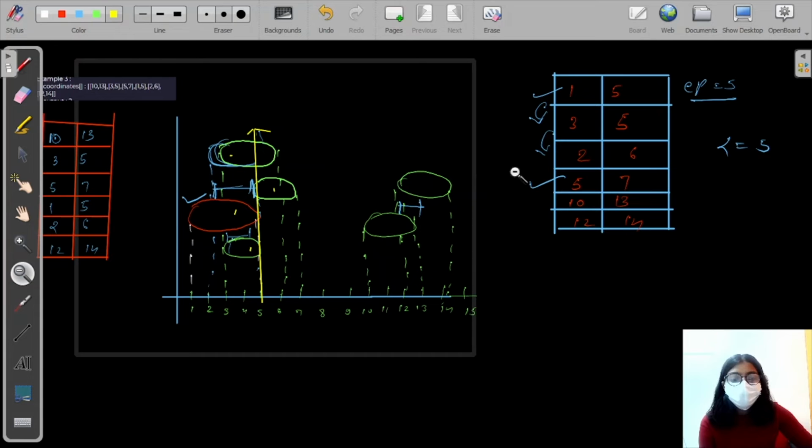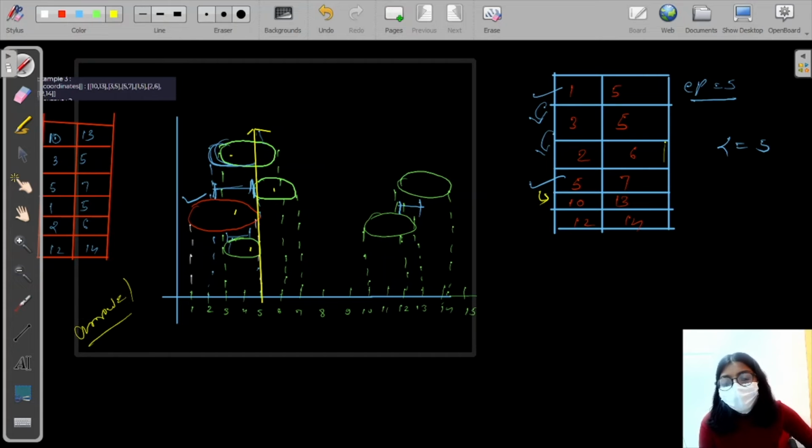Now I come to my last balloon. Sorry, come to my fifth balloon. Now its starting point is not less than or equal to my ending point of my first balloon. That is my previous balloon. So it means I am going to need another arrow. Initially my arrow was 1.